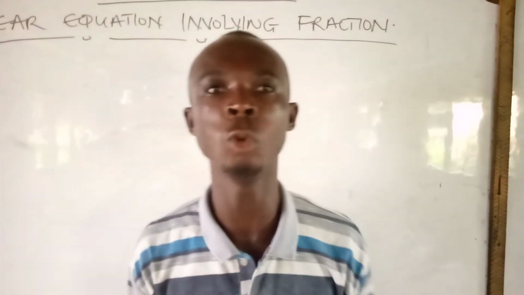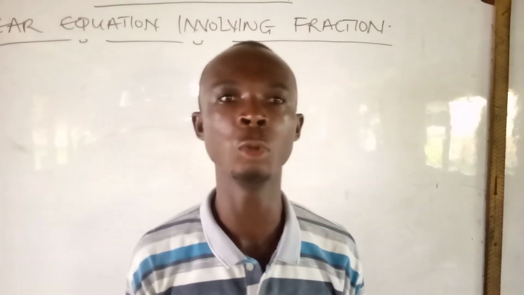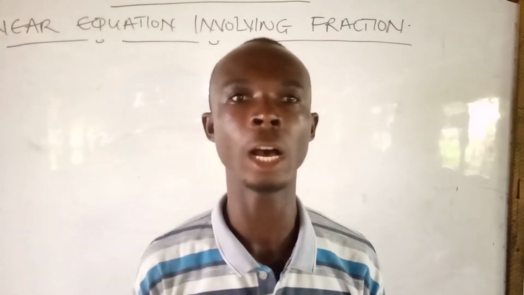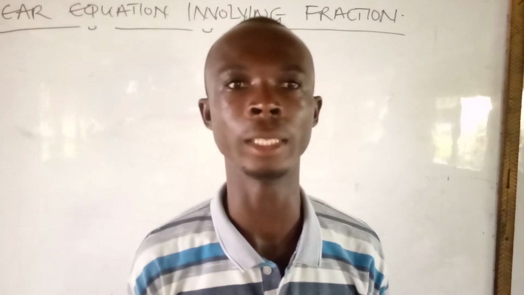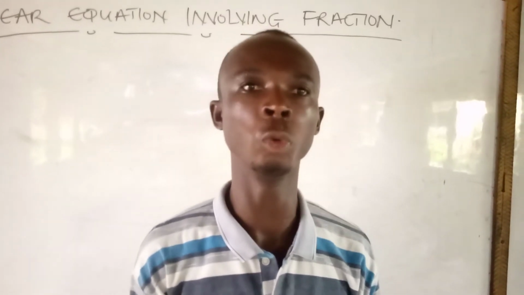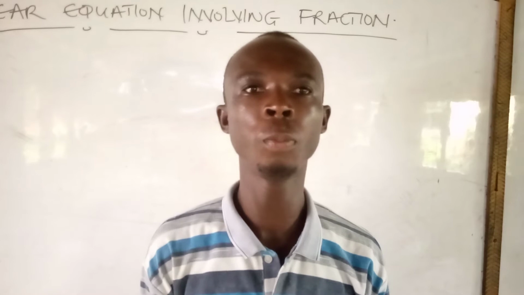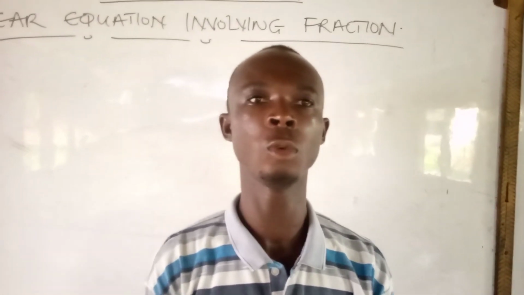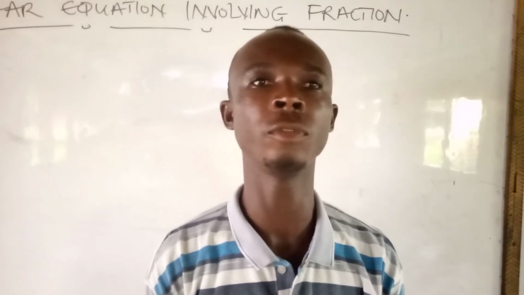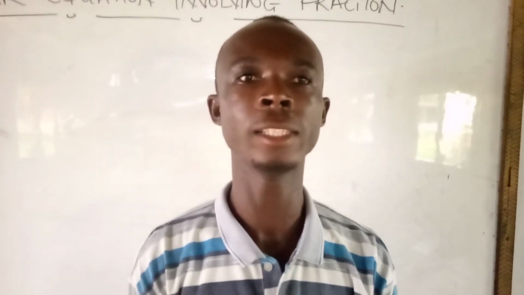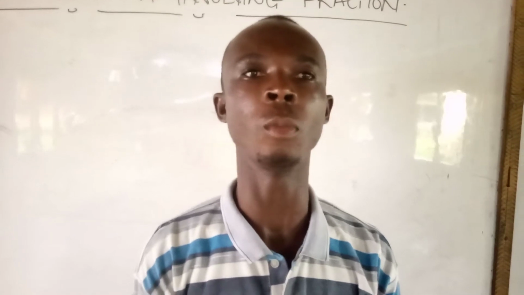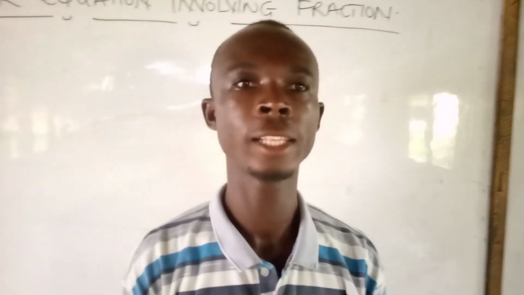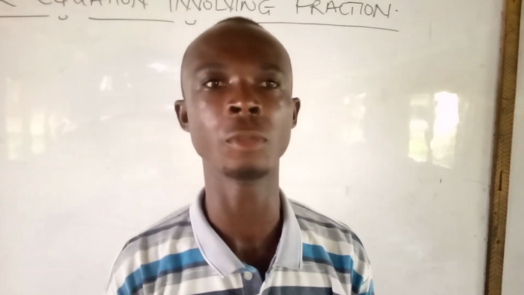And always, if you are given a bracket in the question, once you have eliminated your fraction, you multiply the number outside by the numbers within the bracket. After that, you group like terms. After grouping your like terms, you solve for your variable. So always for linear equations involving fractions, we find our least common multiple and we multiply through by the least common multiple. Let me use an example to illustrate this.